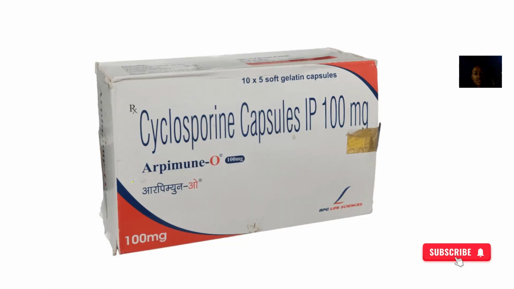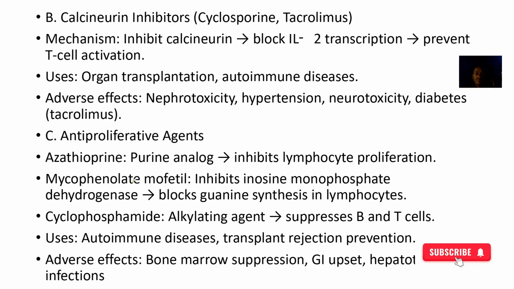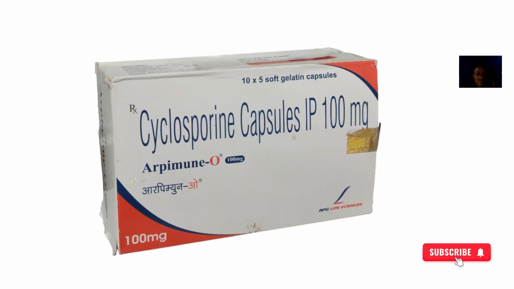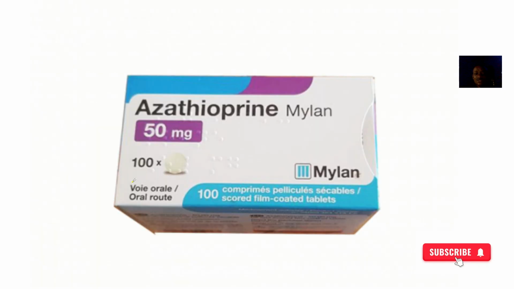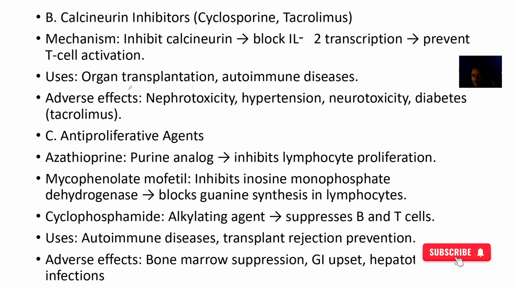Then we have other drugs under the category of calcineurin inhibitors. They usually block calcineurin, so as to prevent activation of T cells. The fewer T cells we have, the lower the immune system function. Also used in organ transplant and autoimmune disease.